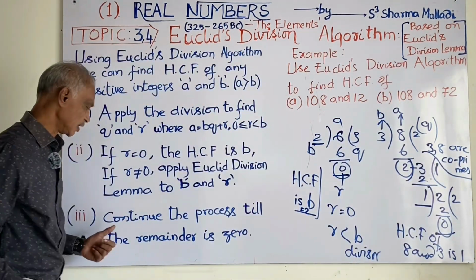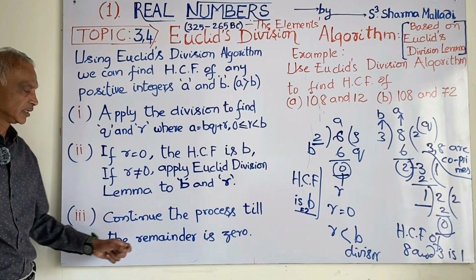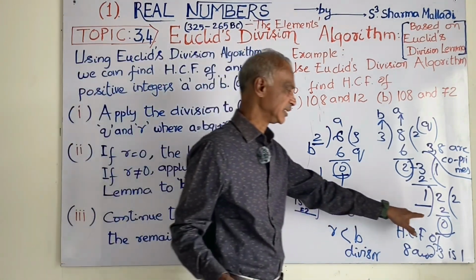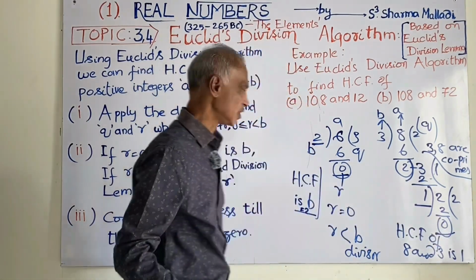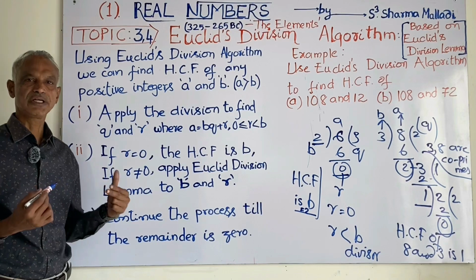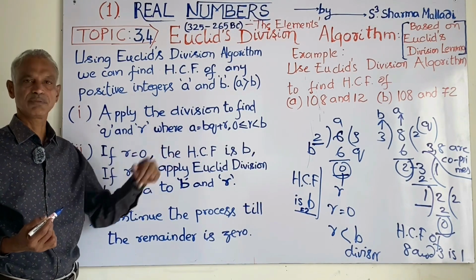That's why we continue the process till the remainder is 0. First, what do I have to do? First you have to apply division to find Q and R, that is, A is equal to BQ plus R.